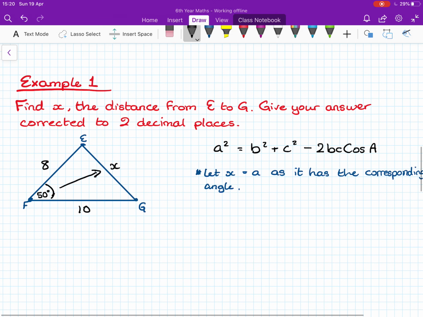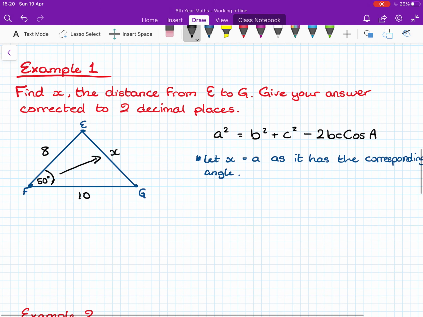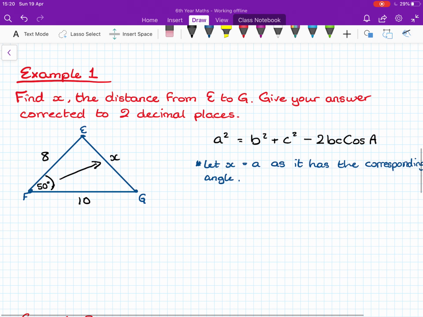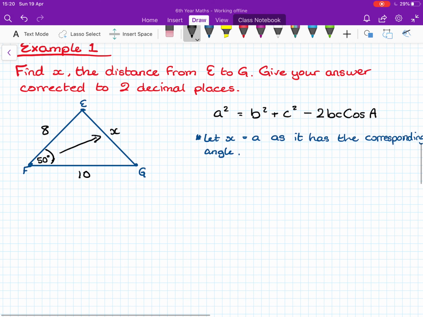As you can see, I've drawn an arrow here to show the opposite side to the angle that we were given, so our x, which means that side x is going to be our a in our formula. So we've got a squared is equal to b squared plus c squared minus 2bc cos A. So our a is going to be x squared, and that's the one we're going to be trying to find. b and c, it doesn't matter which one it is. You can label them on your diagram if you want.